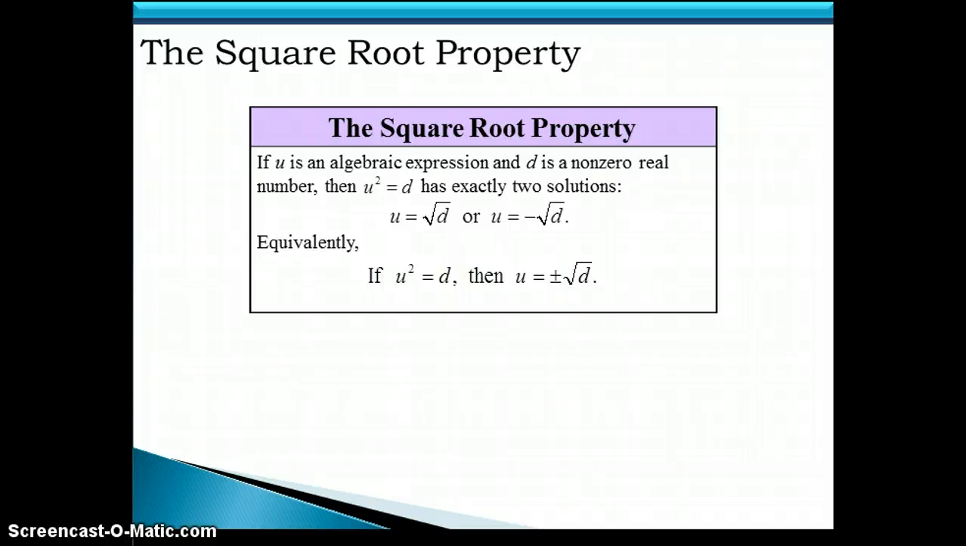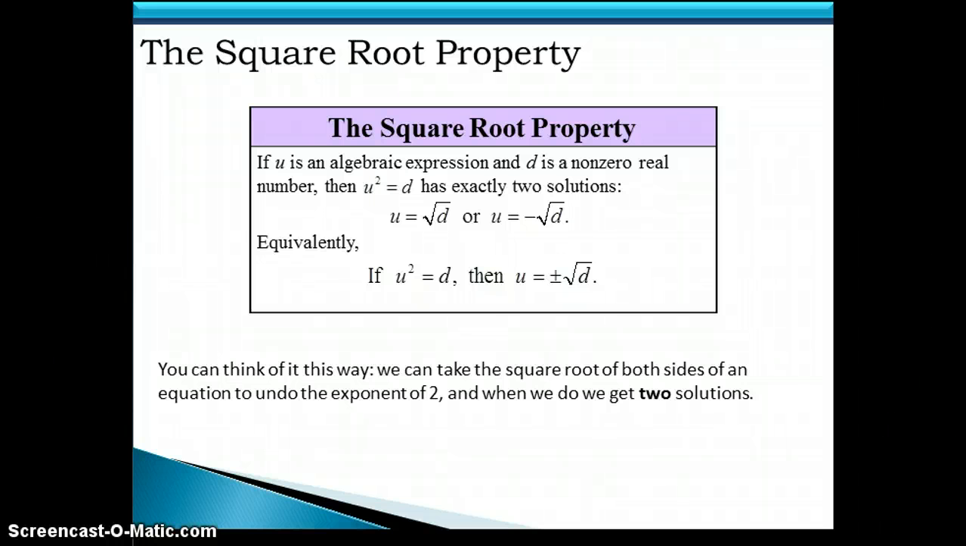Equivalently, if u squared equals d, so if we have some perfect square involving a variable on one side and a number on the other side we'll call d, then the solutions to that is u is equal to plus or minus the square root of d.